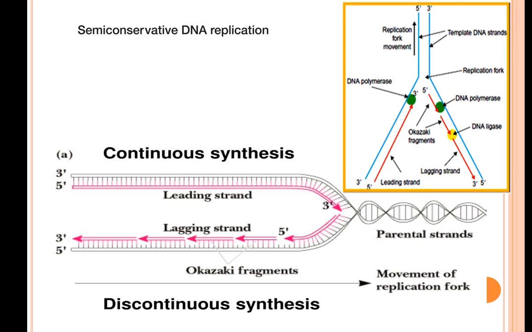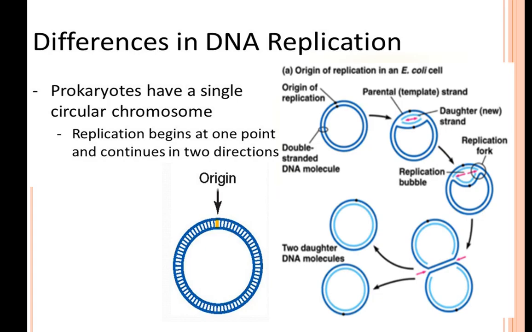So we know that DNA is a self-replicating structure and DNA replicates in a semi-conservative manner. However, DNA replication is catalyzed by a set of enzymes, and we will see many of the enzymes which are involved in DNA replication. Now, what are the differences in the replication of eukaryotes and prokaryotes.